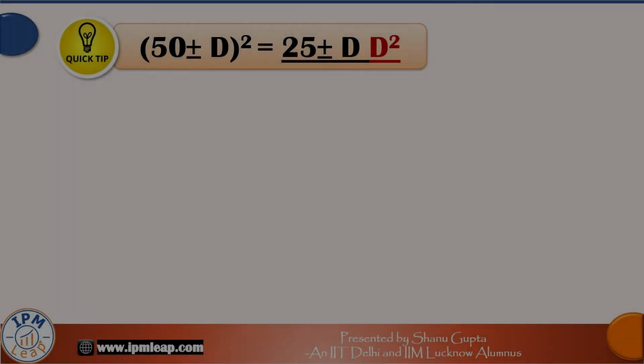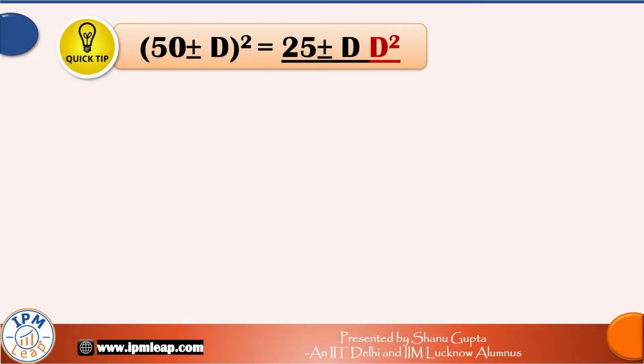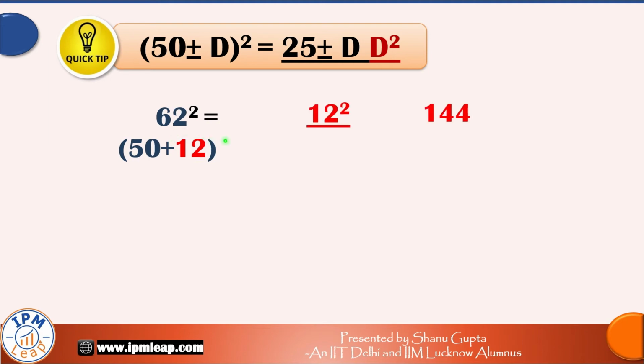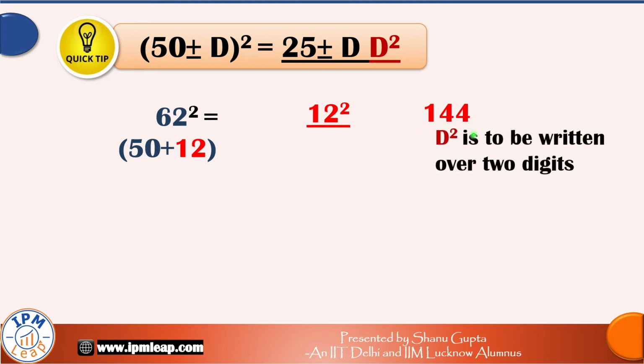Few more examples. Let's calculate 62 square. Though 62 is not very close to 50, this squaring trick still works. So 62 is 50 plus 12. The difference is 12. The last 2 digits of our answer will come from D square, 12 square, which is 144. Well, 144 is 3 digits, not 2. And don't forget that D square needs to be written over 2 digits.